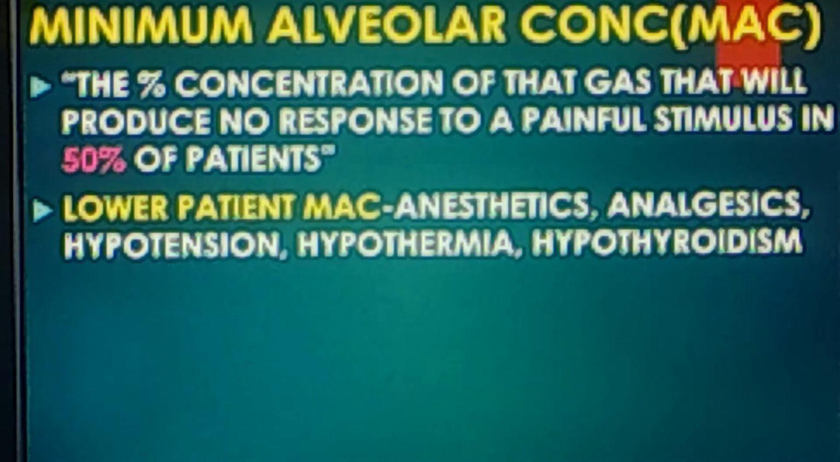Things that work to lower MAC would be anesthetics, analgesics, hypotension, hypothermia, hypothyroid. So I like to just say the hypos. So again, we may not need as much, and we do not need as much anesthetic gas in those patients. So an animal whose blood pressure is low, an animal whose body temperature is cold, obviously an animal whose thyroid is underactive. So remember, thyroid is your metabolism hormone, so that would need to be corrected before we would do any type of anesthesia or surgery, and that's easily done with supplements, Synthroid.